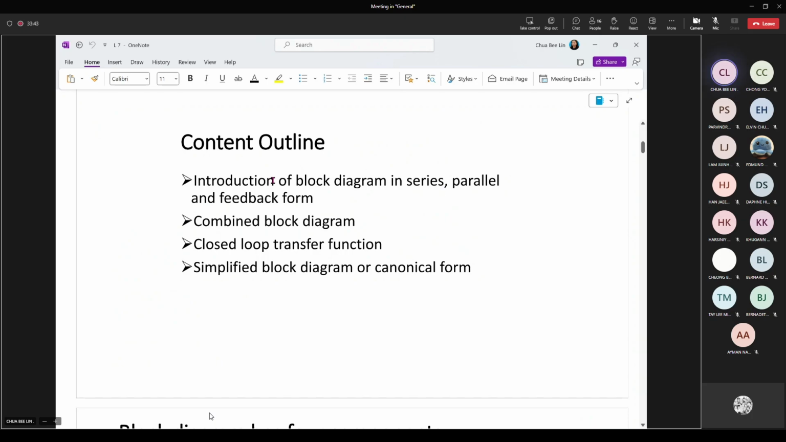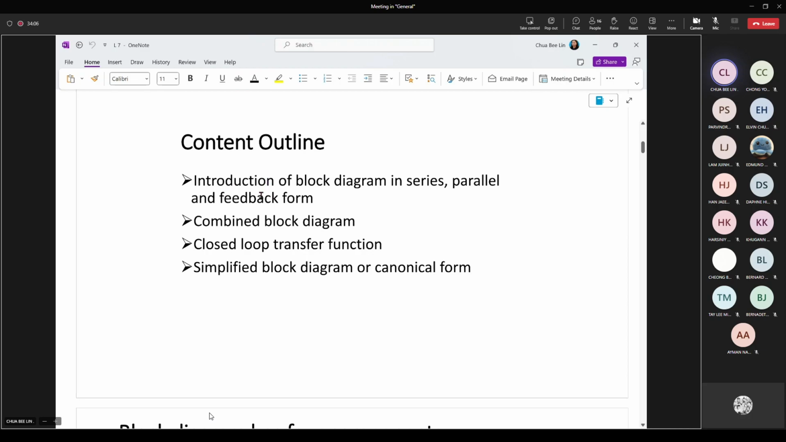This chapter will introduce the block diagram in series, parallel, and feedback form. We will learn there are 2 parts for block diagram reduction, meaning that they give you a few blocks, and you finally simplify using an equation to represent these few blocks. So, the introduction of block diagram: they will be in series, parallel, and feedback form.